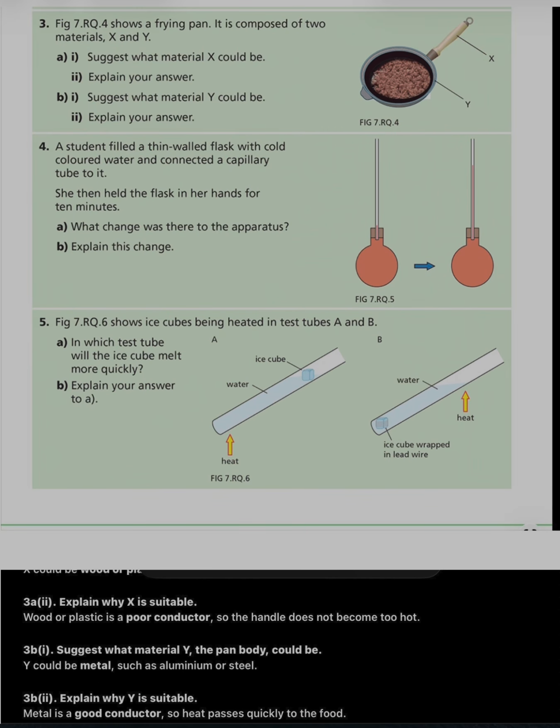3A(i). Suggest what material X, the pan handle, could be. X could be wood or plastic. 3A(ii). Explain why X is suitable. Wood or plastic is a poor conductor, so the handle does not become too hot.